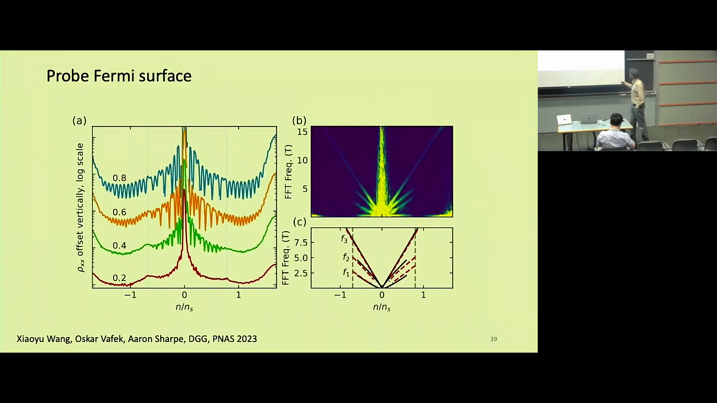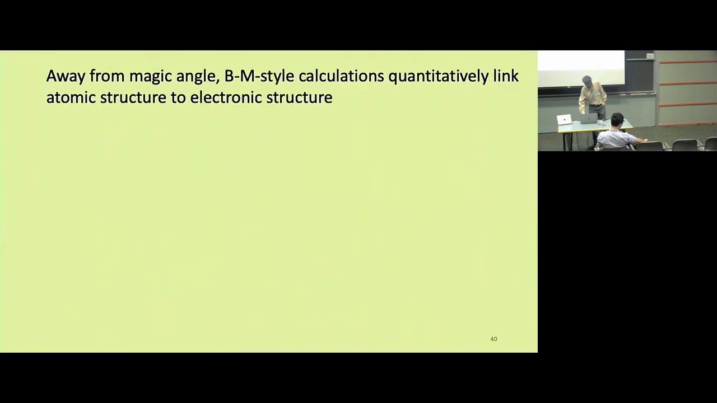But you can see that this matches quite well to the calculation, where we're just invoking a strain of about 0.2%. So the message here is that away from the magic angle, you can get a really good description of the electronic behavior from Bistritzer-MacDonald style calculations, and in this case, we had unintentionally put strain on, and it turned out that part of the sample had extremely spatially uniform strain.